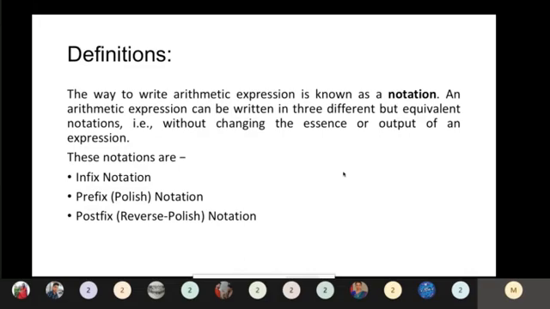So here we are going to discuss the infix expression or notation, prefix, and then postfix expression. If you are working with Stack applications, this is very important.